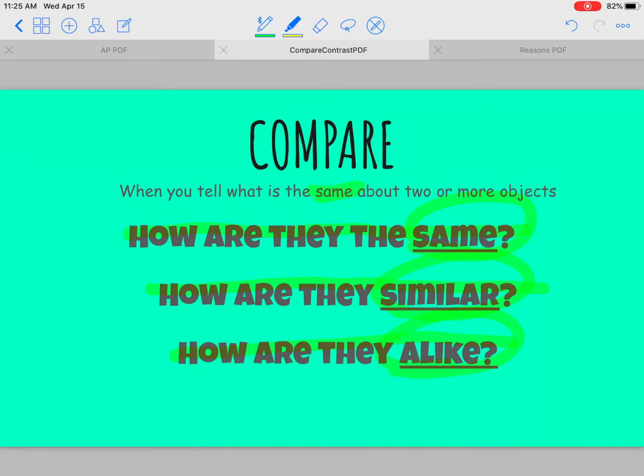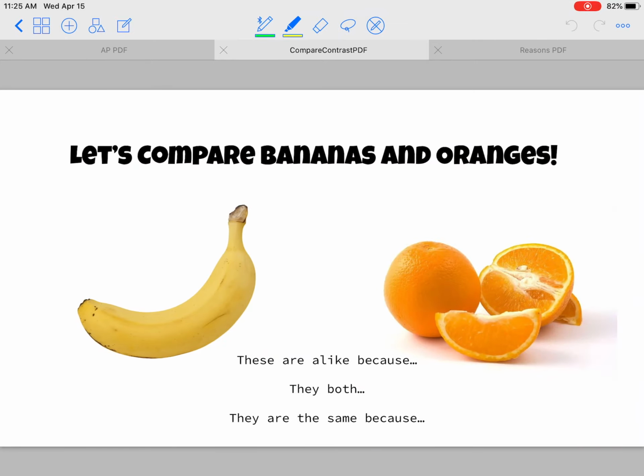And let's actually do a little bit of practice with that. So let's look at these two objects. So as you can see, this object right here is a banana, and this object right here is an orange, okay? So first off, I know that there are probably going to be a few similarities and a few differences. So I know that I can compare and contrast these. So if you look right here in the middle, I'm going to give you some sentence starters, and I want you to think about these as you're brainstorming some ways that these are similar. I'm going to do one with you together, and then I want you to pause the video.